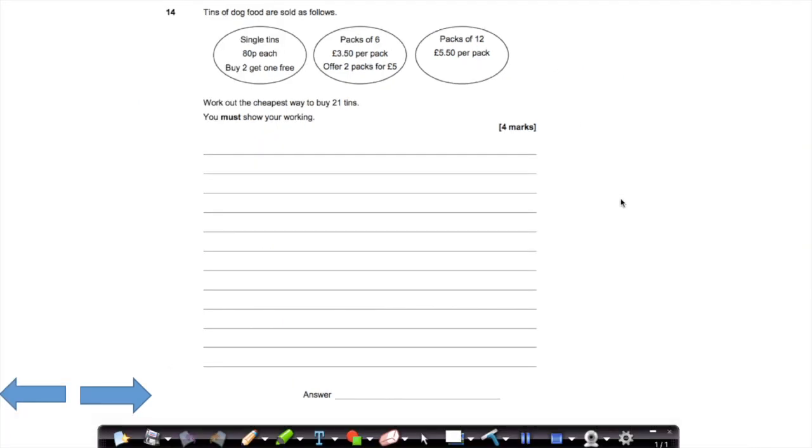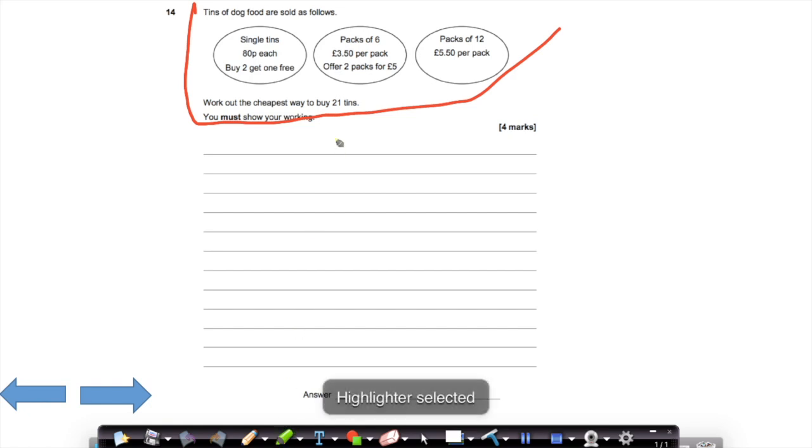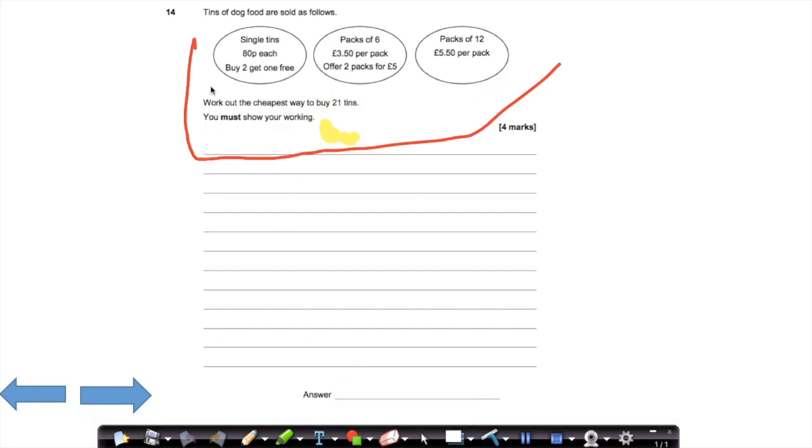Looking at question 14, we've got a comparison of Best Buy problem. This isn't a standard GCSE Best Buy problem where you have to say which one is the cheapest. What we're actually looking for this time is the cheapest way of combining our offers to give us 21 tins. That might be the first thing that you want to notice. AQA is trying to make it a bit more lifelike by selling you tins of dog food and not saying which one's the cheapest. You're actually saying which way is the cheapest to buy 21 tins.